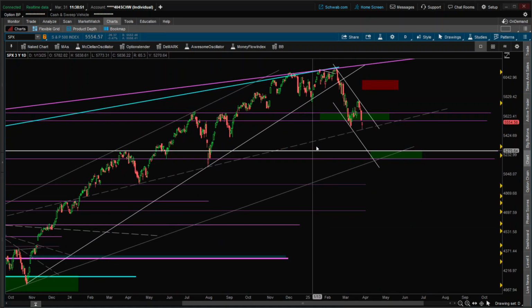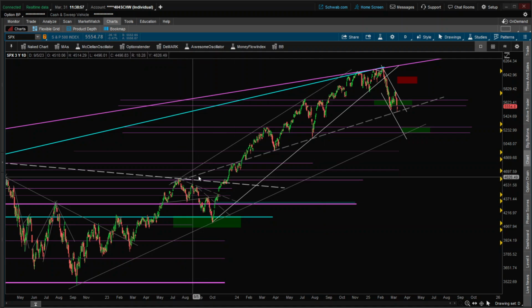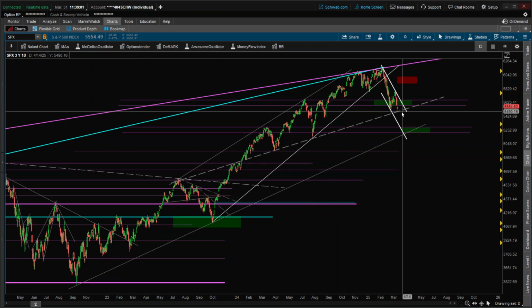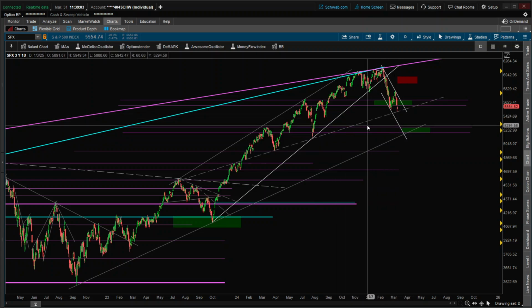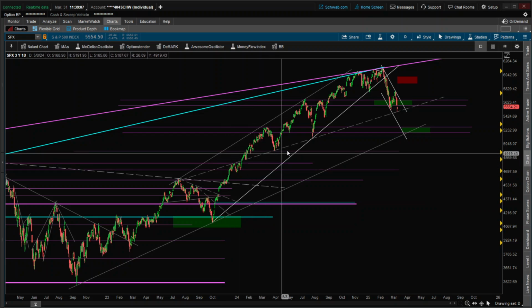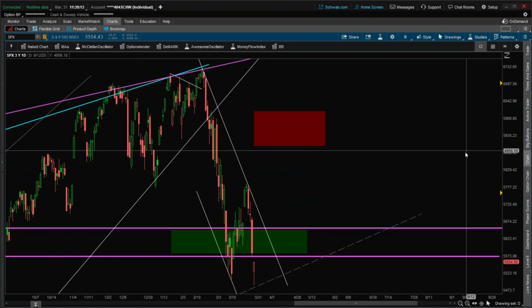You see this dashed line here? I just couldn't help it. It matches perfectly with this high, and then acted as support, and it's acting as support again. So it's just a really good geometric or pivot, whatever you want to call it. And so I added that in there too. And we're bouncing off of that right now.